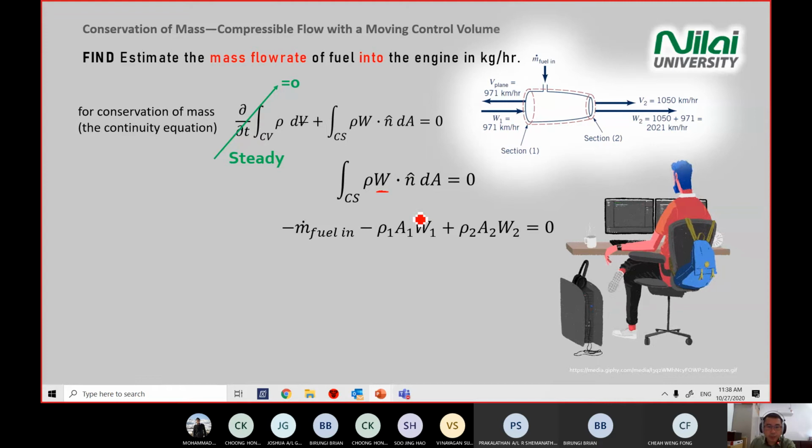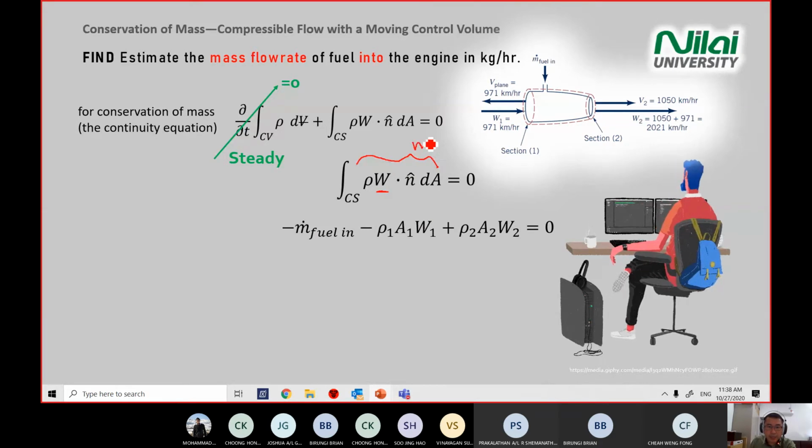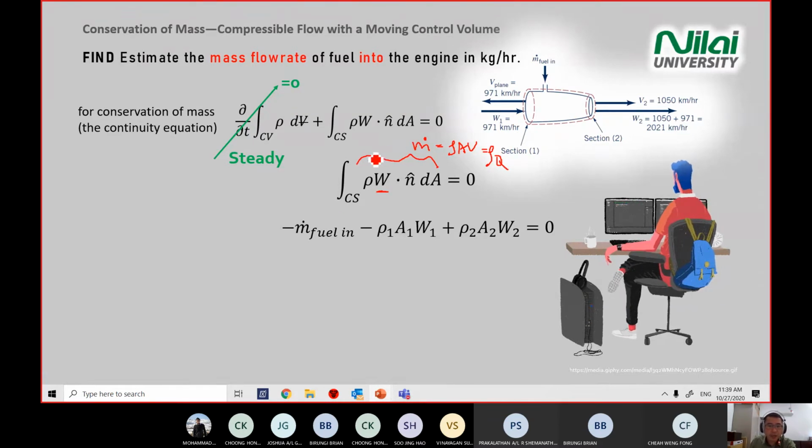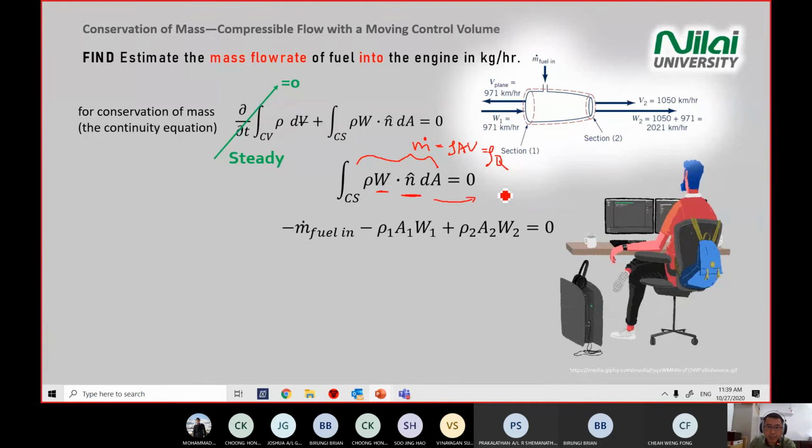Now I need to go a bit slow here. This component is actually m dot, or rho AV, or rho Q. I'm going to repeat this many times. So m dot equals rho AV or rho Q. Again, we're dealing with direction. The n hat here is a direction. It means if the flow goes into the control surface, it is negative.